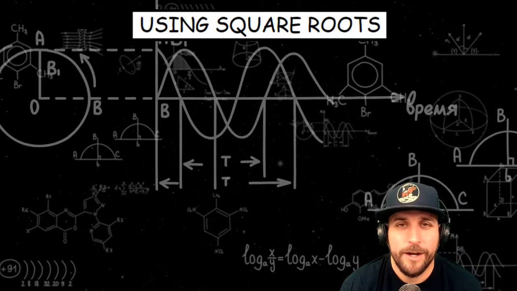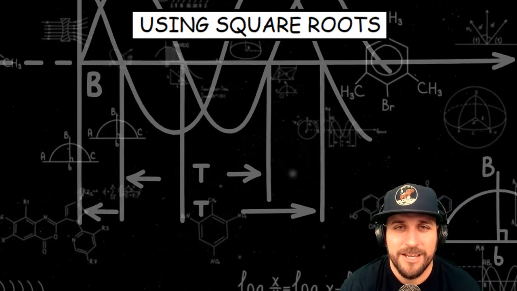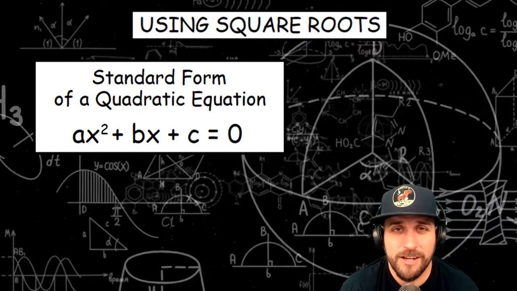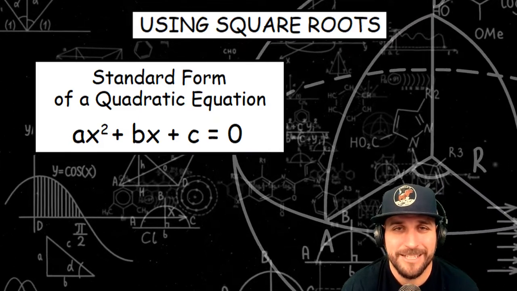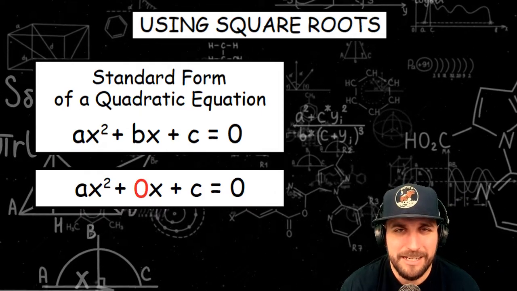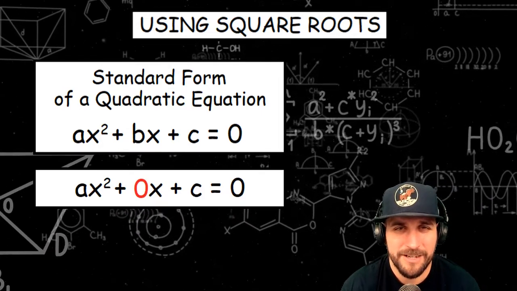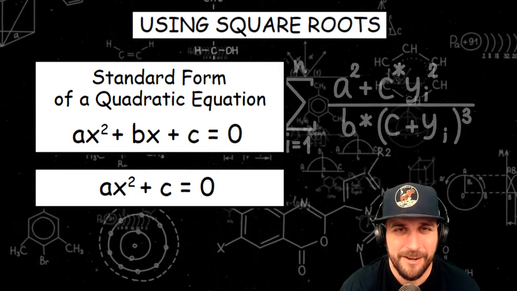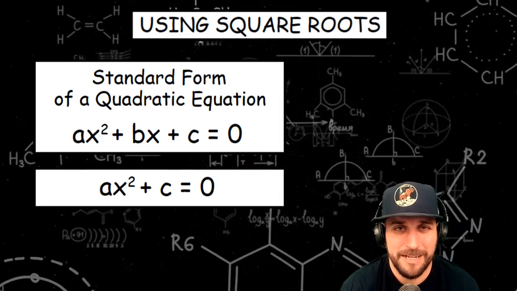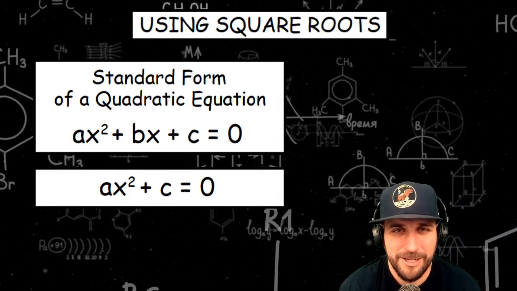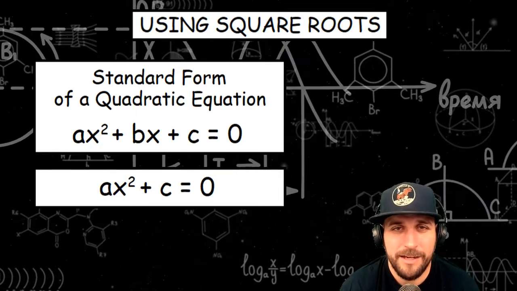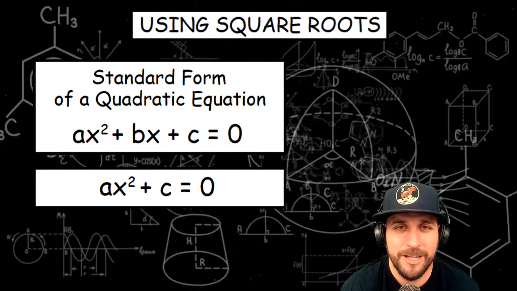If we're using square roots, our quadratic equation has to be written in a very specific way. If you remember standard form of a quadratic equation, ax squared plus bx plus c equals 0, we can only use this method if b equals 0. In other words, if there isn't an x term. If there is an x term, I cannot use this method, but if there is no x term because b equals 0, then this method is really good because it's pretty fast and kind of easy. So if we're missing a b, square roots is the method we want to use.